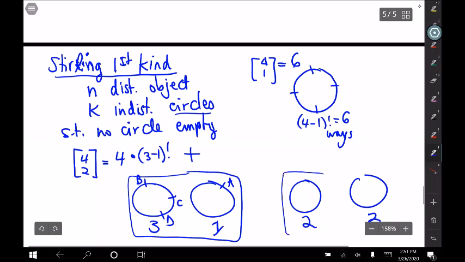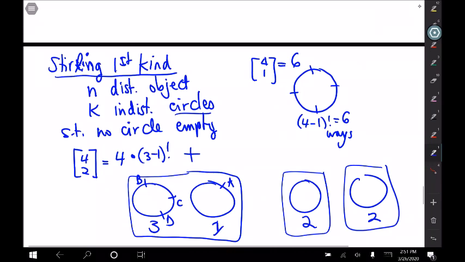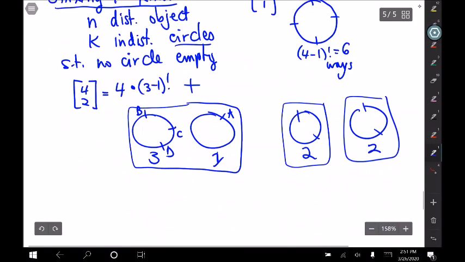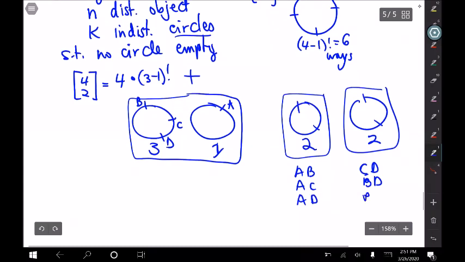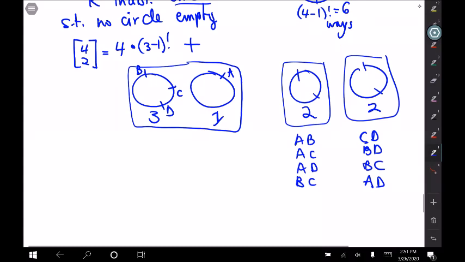Plus, we can split them as 2 and 2. How many ways can I split 4 distinguishable objects into 2 portions of 2 and 2? I think I can split them in 3 ways, right? Yes. For those of you wondering how, we can do AB in one of them, CD in another one, or we can have AC in one and BD in another, or AD in one circle and BC in another circle. Wait a second, that's not going to work. Why? Because we already counted this one, right? The circles are indistinguishable. So there's only 3 ways to do it.